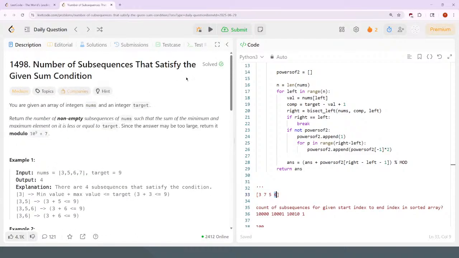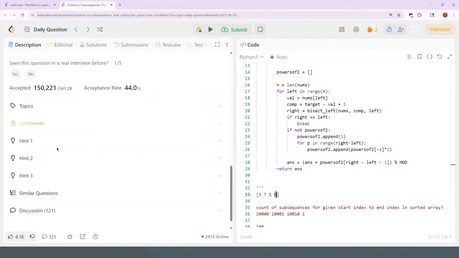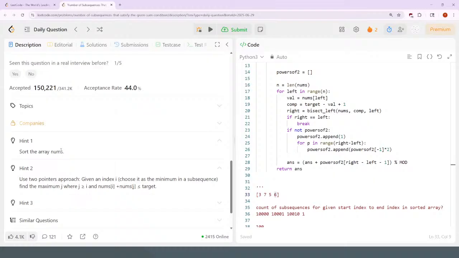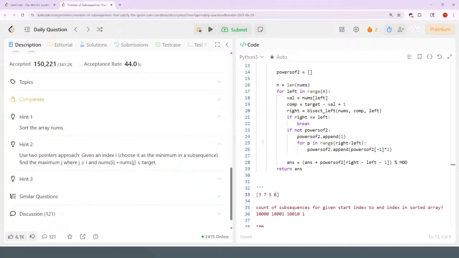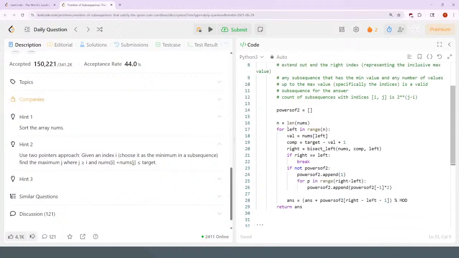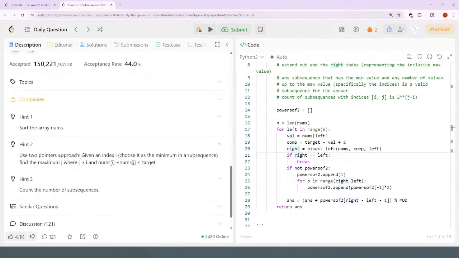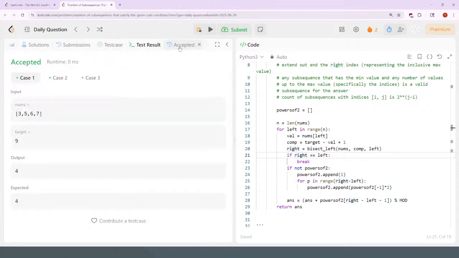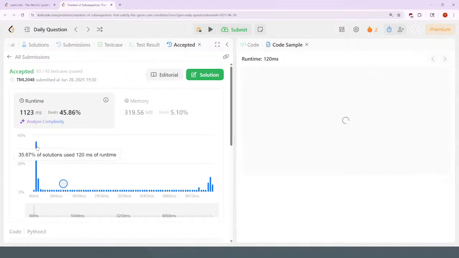Alright, I'm going to go ahead and look at hints here. Sort. Use 2 pointers approach. Yeah, 2 pointers being something you kind of need left and right for. Count the numbers. Okay. Okay, I'm gonna take a peek at what might be faster than me.